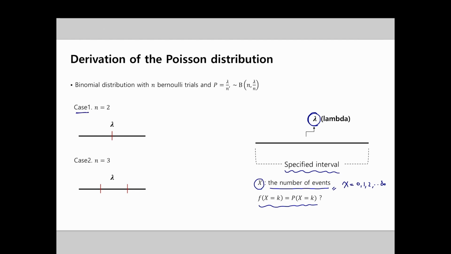First, let's split this specified interval into two parts. Then, we call them interval 1 and interval 2, and each has an average number of events of lambda over 2.